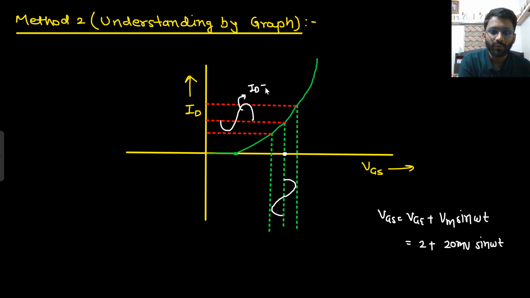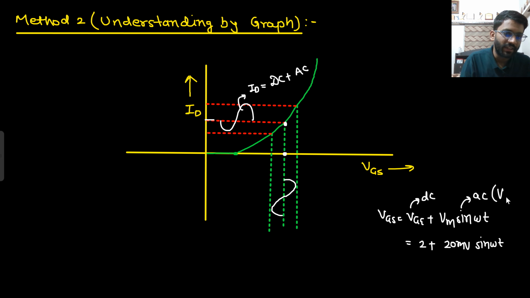In this ID, what can you see? In VGS, we have DC signal and AC signal. In the final ID, what can you see? It has some DC. This is the DC level, and it has some AC as well. So in the output here, you can see this is a combination of DC plus AC.